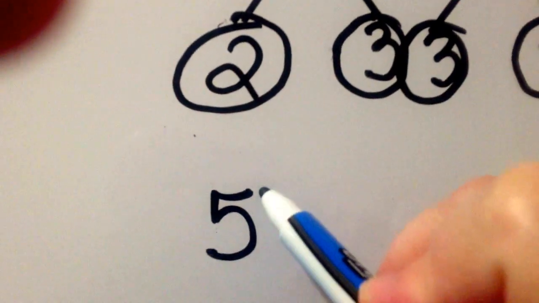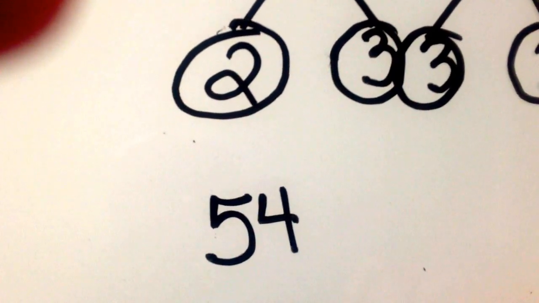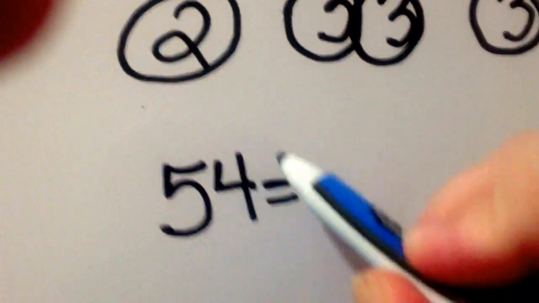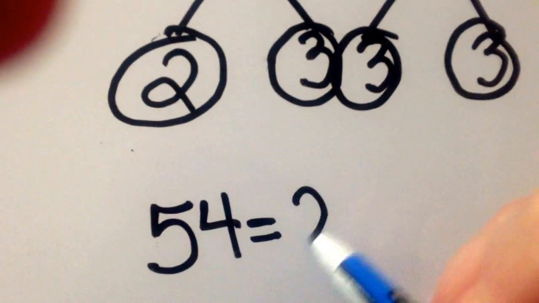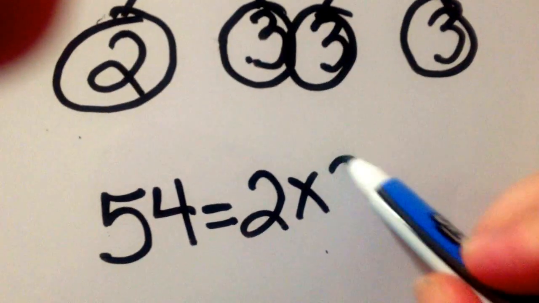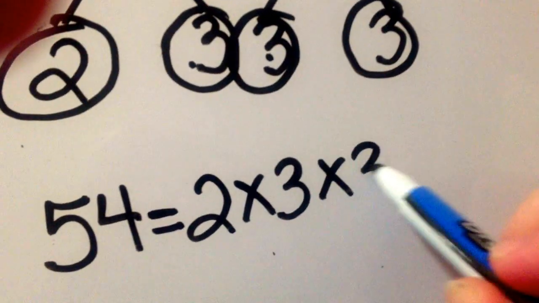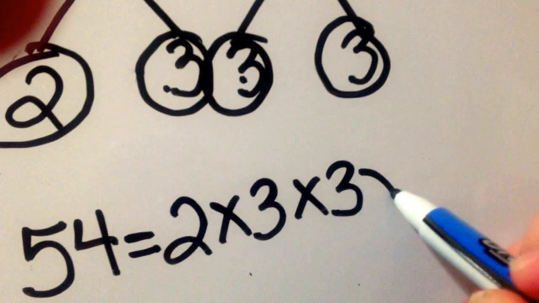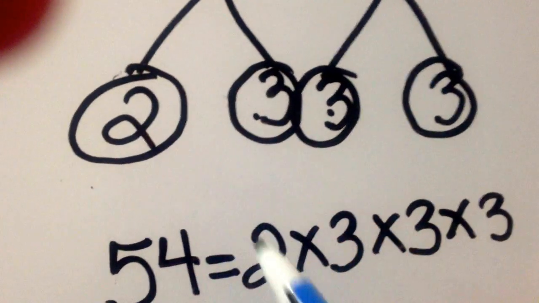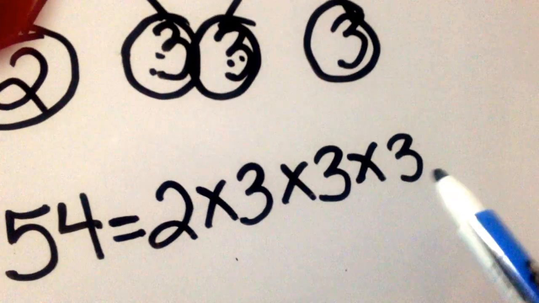okay, if you break down the prime factorization for 54, you would say it equals 2 times 3 times 3 times 3. So let's double check ourselves. We have 1 two, and 1, 2, 3 threes. So this is what prime factorization looks like.